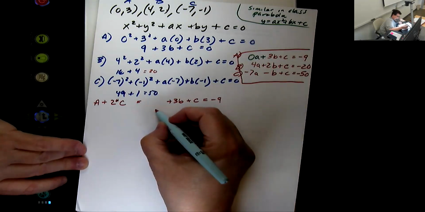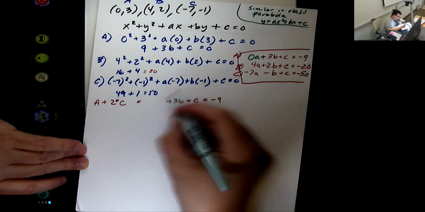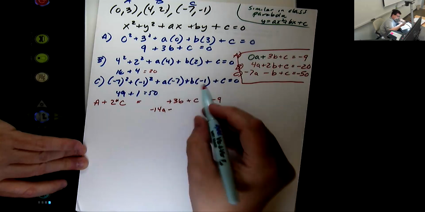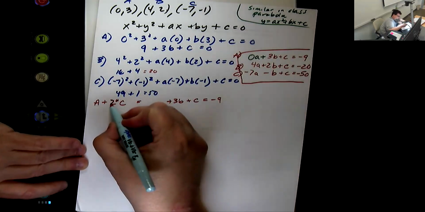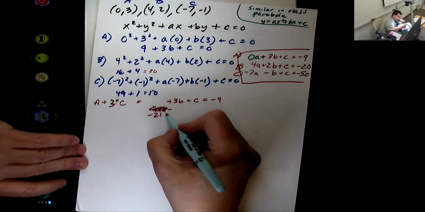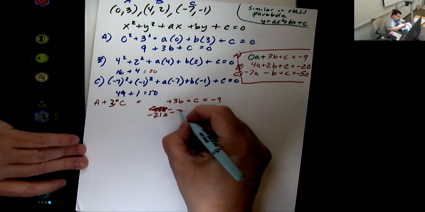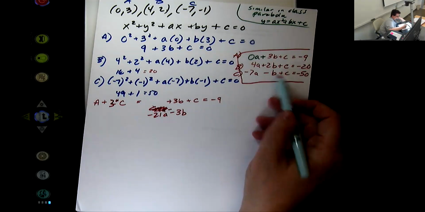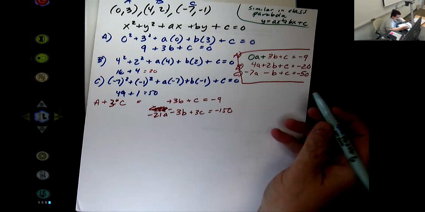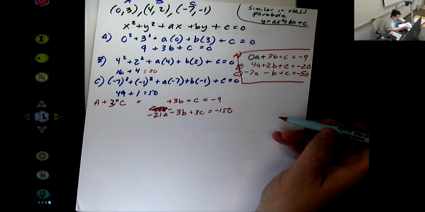And then if I double this one, I've got negative 14a. I need to do 3c. Negative 21a minus 3b. I want three of those. Plus 3c equals negative 150. Oh, that's ugly.